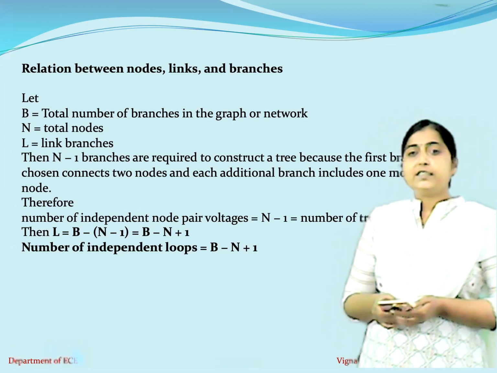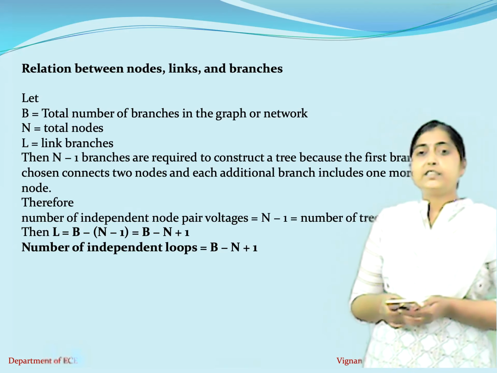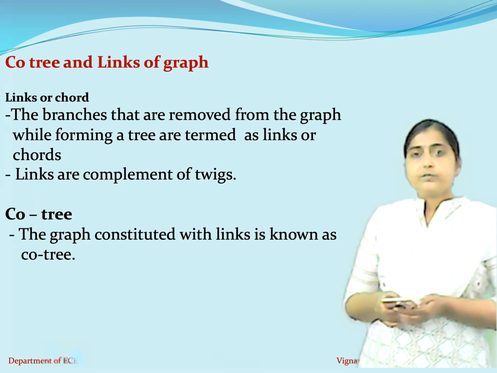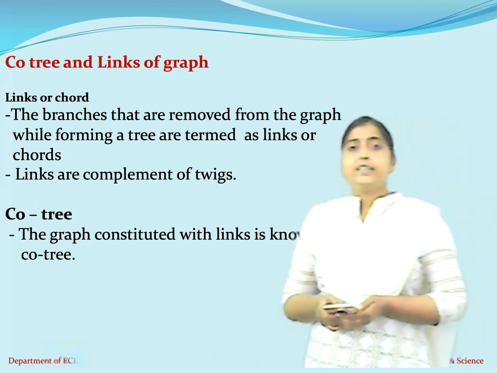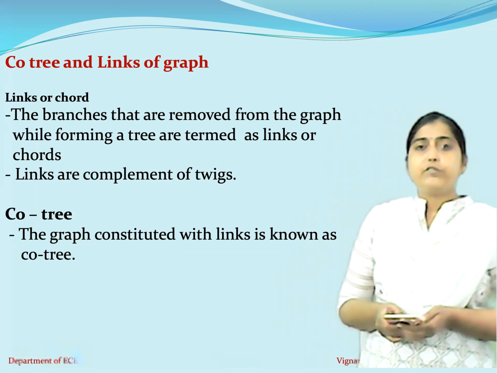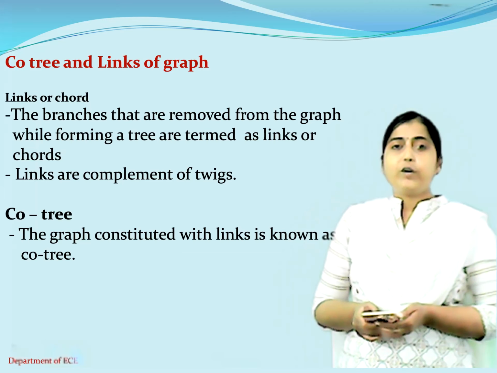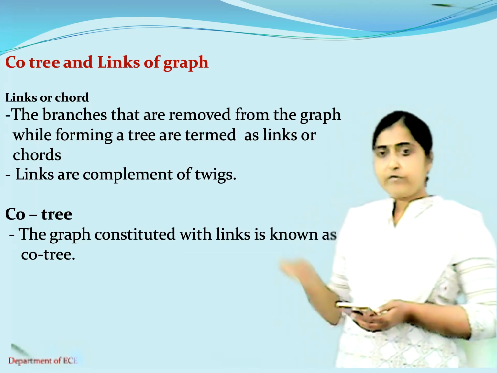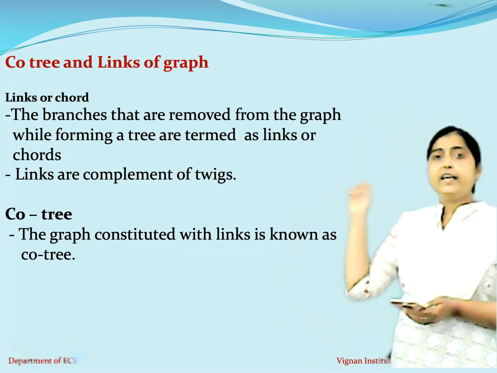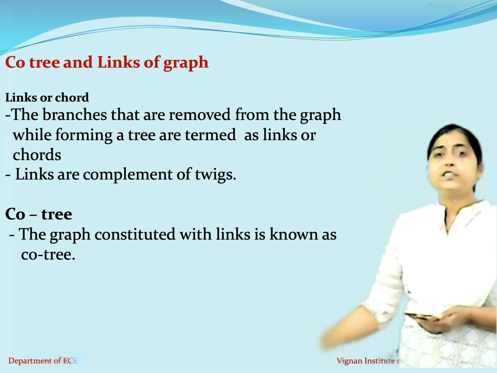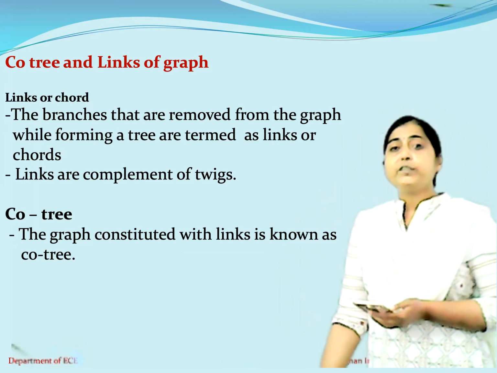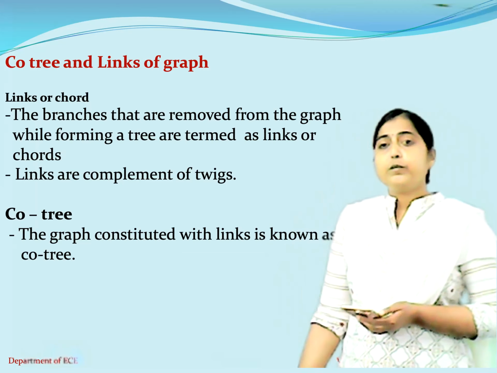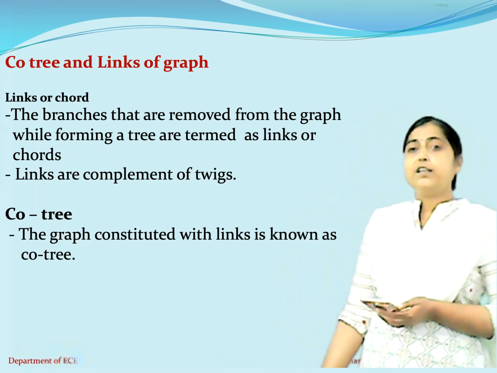This we will discuss. Before that, we will discuss what a link is. Right. So let us talk about the cotree and links of a graph. What is a link, that you have to understand. A link is also known as a chord. There are two different names for that. A link is the branch that is removed from the graph while drawing a tree. That branch we call a link.